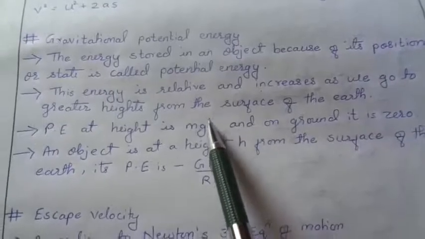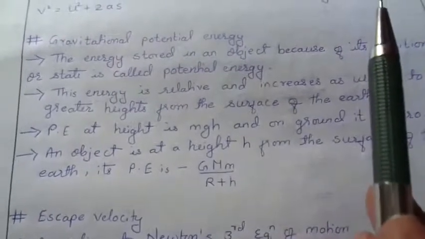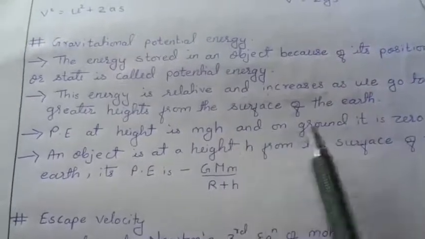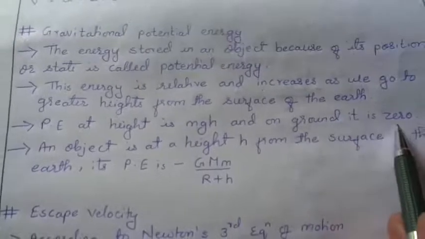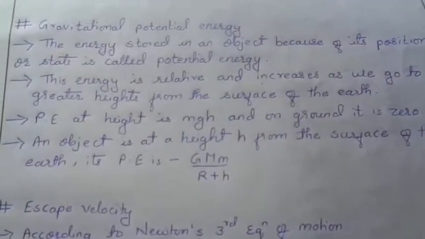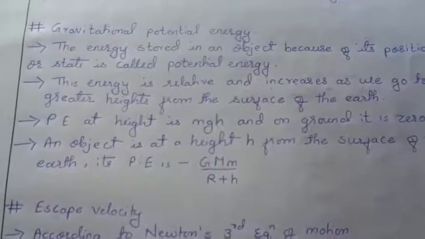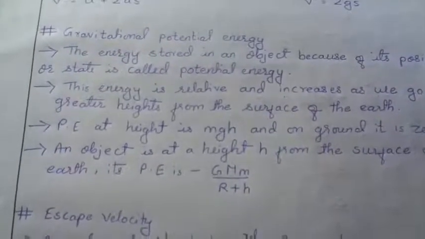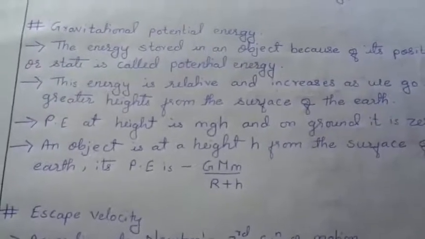Why? Because it depends upon this height. As you go above the surface of the earth, it will obviously increase, and on the ground it will be 0. Okay, for this smaller distance at a height, the potential energy is less than 0, that is, it is negative.